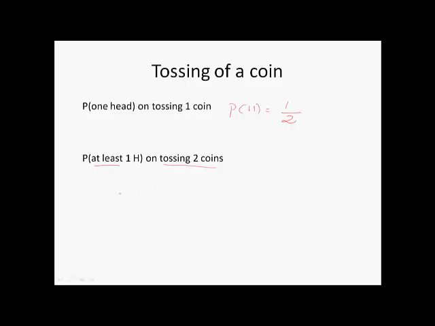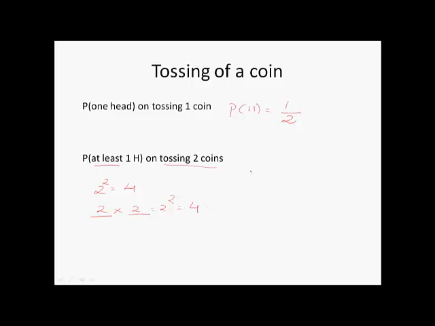Now remember, if one single event has two outcomes, then repeating the event twice gives me 2 to the power 2, which is 4 outcomes. That means 2 outcomes for the first event and 2 outcomes for the second event. So 2 multiplied by 2 or 2 raised to the power 2 gives me 4.